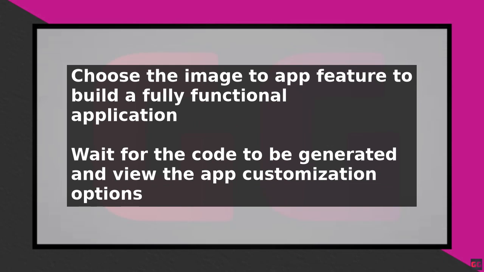Send the message, and you'll be given the option to start an interactive chat session or continue with the image to app feature. Choose the latter, which will use the image as a starting point to build a fully functional application with the AI-powered app builder.